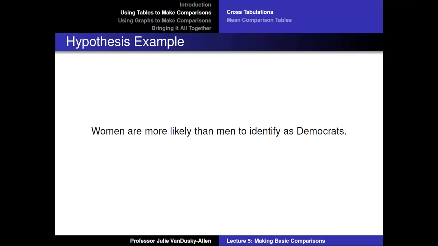To demonstrate how to use a cross-tabulation to analyze the relationship between two variables, I'm going to start with the following hypothesis. Women are more likely than men to identify as Democrats. The independent variable in this example is gender, male-female, while the dependent variable is party identification, Democrats, Republicans. Gender influences party identification. Note that both of these variables are nominal level variables as they put observations into different categories, and the categories have no inherent order.